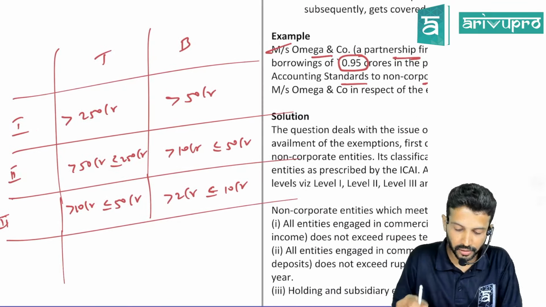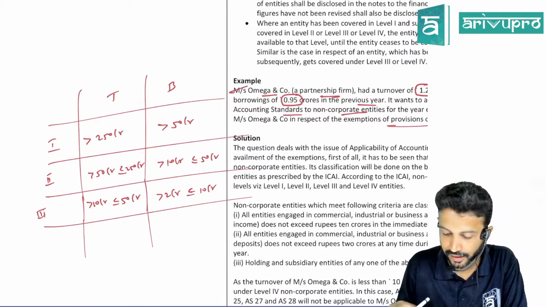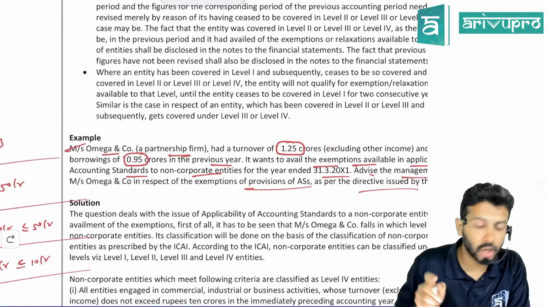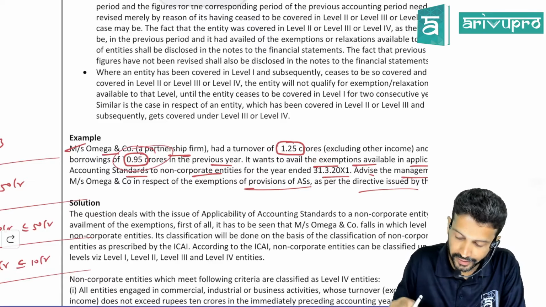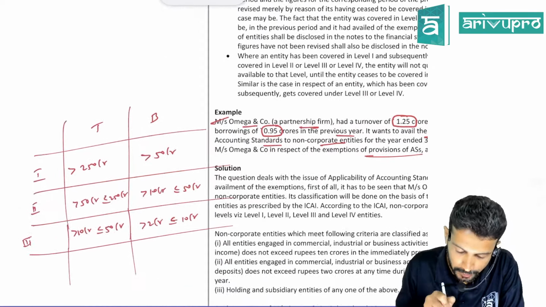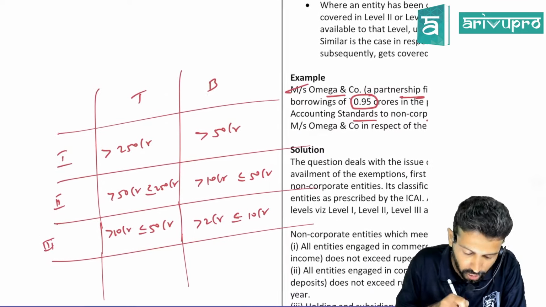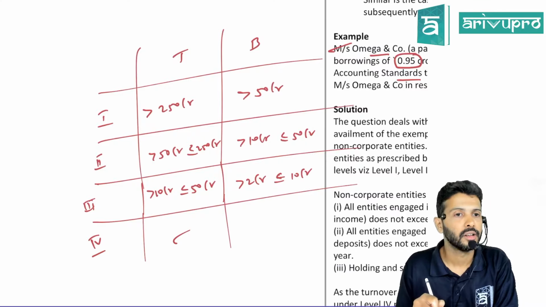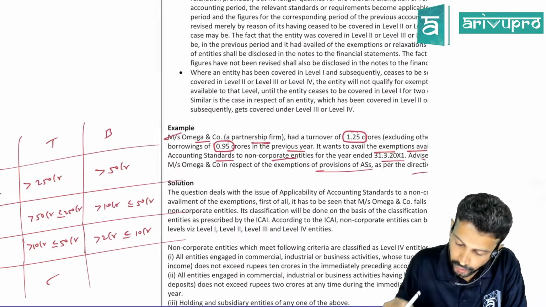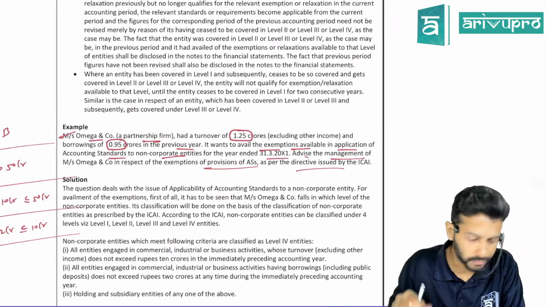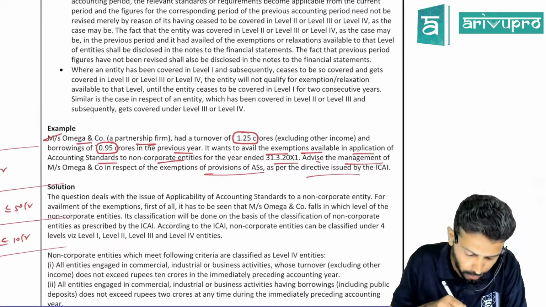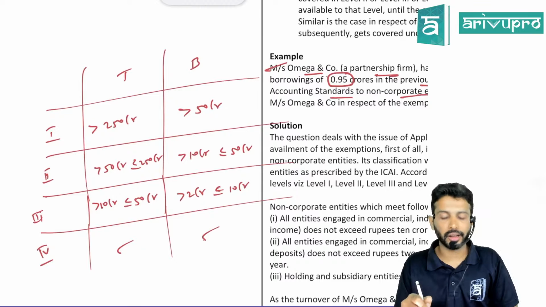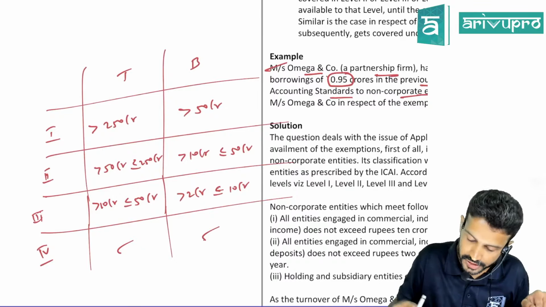Now you tell me, sir, where is this particular Omega fitting? Turnover is 1.25 crores. Borrowing is 0.95 crores. 1.25 means obviously it is less than 10 crore. Less than 10 crore means obviously it is coming under level 4. And borrowing also, one of the things if they satisfy is good enough. What is the borrowing, sir? 0.95. Is the borrowing exceeding 2 crore or not? Not exceeding.